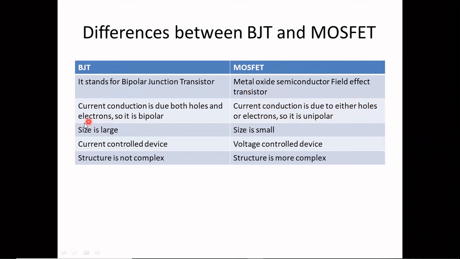If you observe, the size of the BJT is very large. The size of the MOSFET is small. BJT is a current controlled device. If you remember, to turn on and turn off the BJT, we were using a base current. Here in the MOSFET, we are using a gate voltage. So MOSFET is a voltage controlled device. The BJT structure is very simple, it is not complex. But the structure of the MOSFET is complex. These are the differences between your BJT and MOSFET.